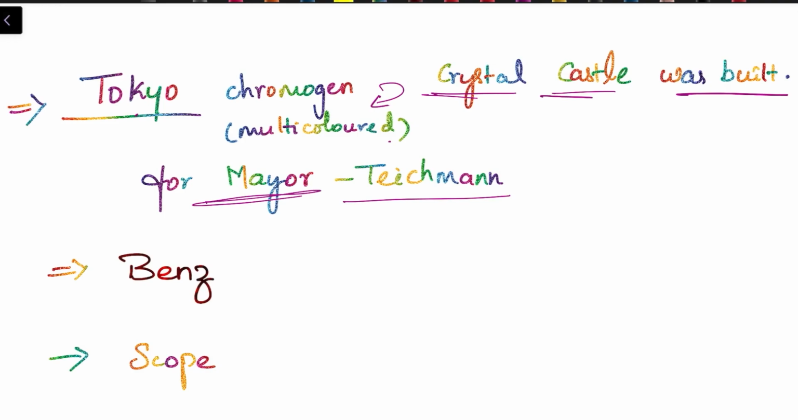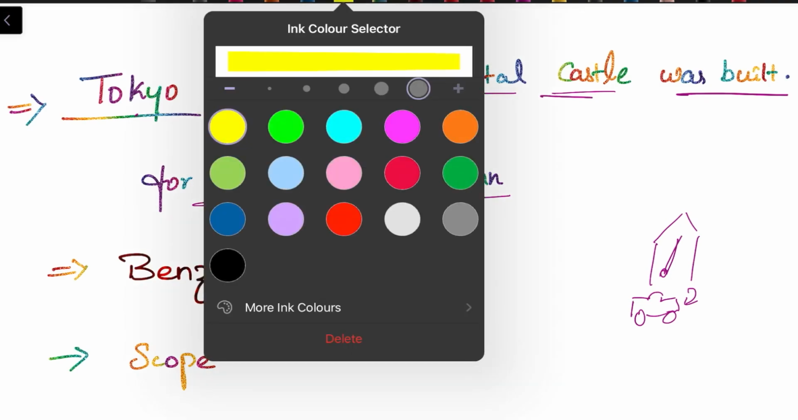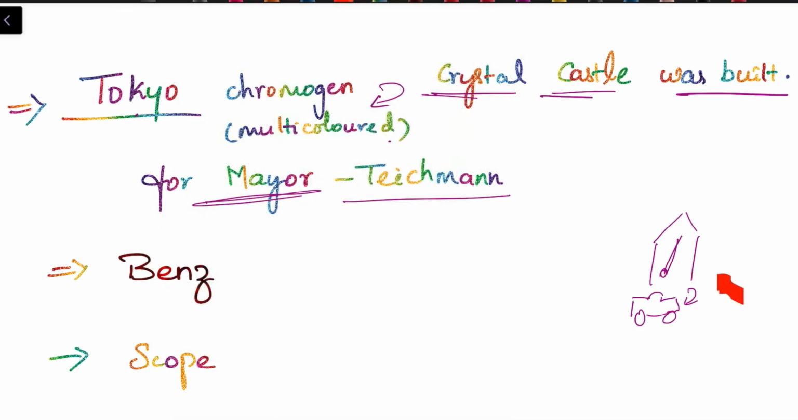This mayor Teichmann has a Benz car in front of his castle. In front of his castle, he parked a Benz car. And from his castle, he is using a telescope or a scope to see his Benz car. And he noticed blood stains. This is a short story of how I remembered this one.